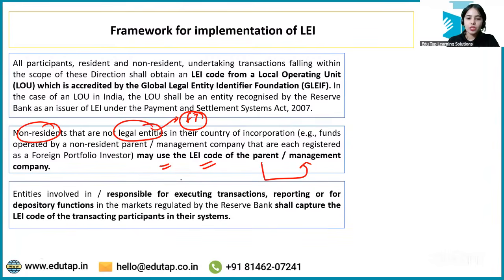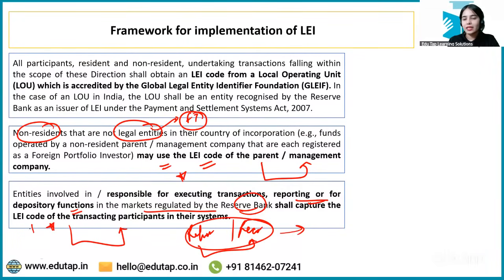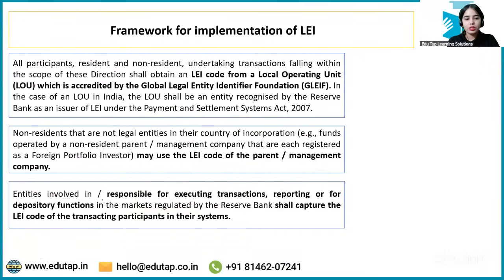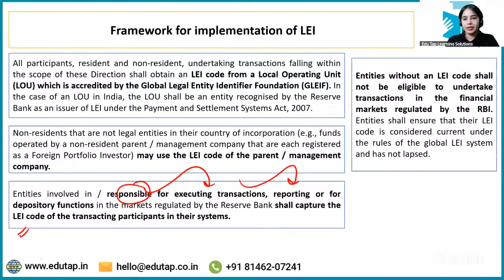Entities responsible for executing transactions, reporting, or for depository functions in the markets regulated by RBI shall capture the LEI code of the transacting participants. Basically, whichever entity is reporting the transactions or recording the transaction, this entity has to take the LEI code. So if an entity is responsible for executing transactions or reporting or taking the record of the transaction, it has to record the LEI code of the transacting entity.